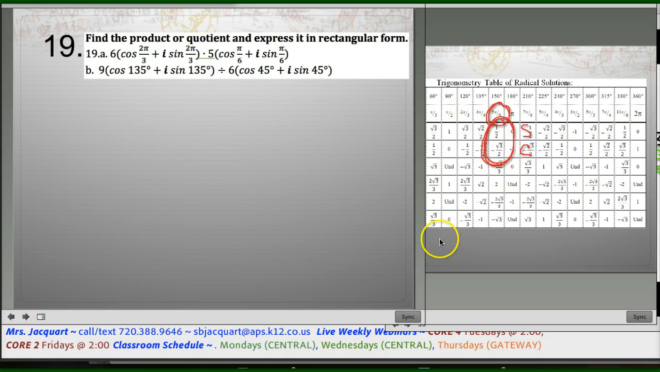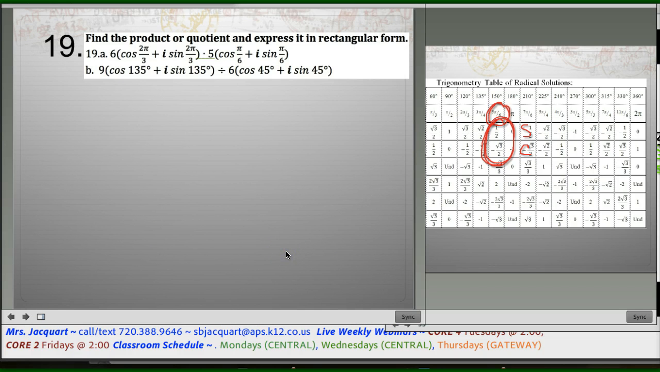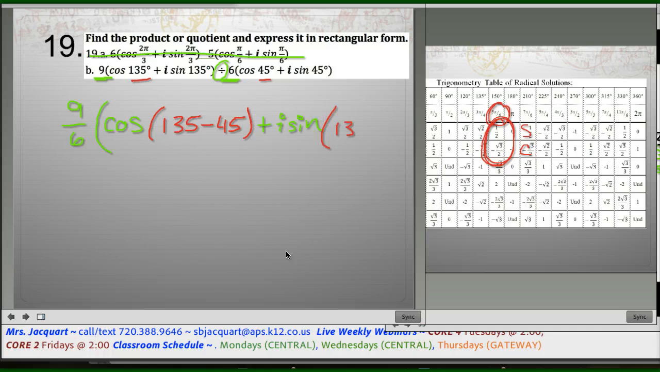Oh, let's look on this one too. So remember our rules. Our rules were, we're going to work on the divide. Divide means we divide those parts. So we get 9 divided by 6. And then we're going to subtract the other ones. Cosine 135 minus 45, and then plus i sine 135 minus 45.